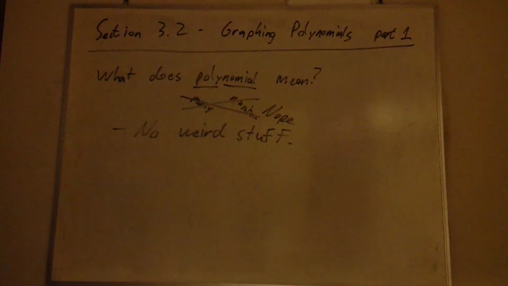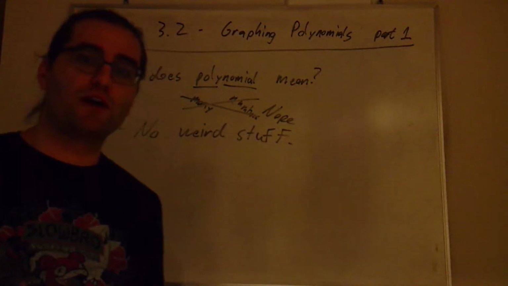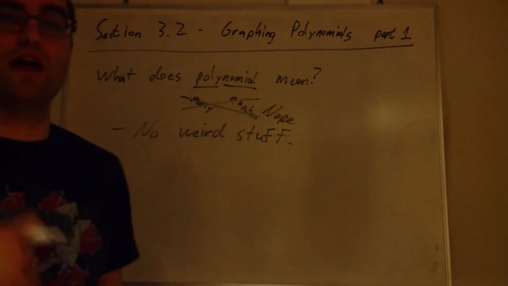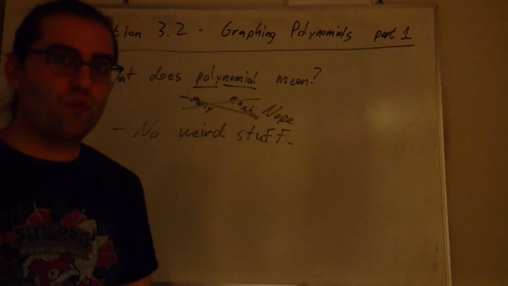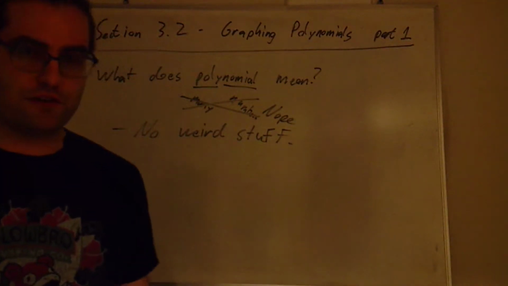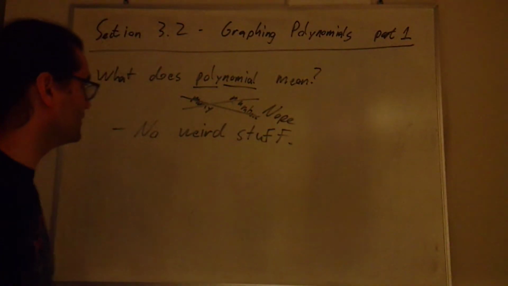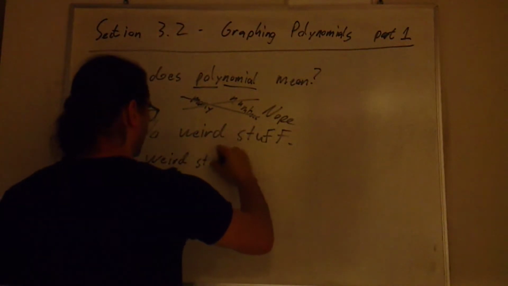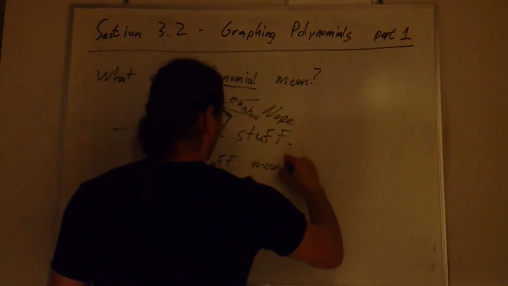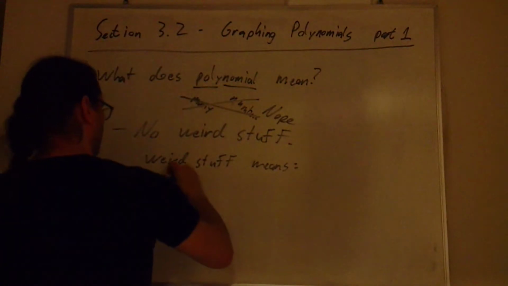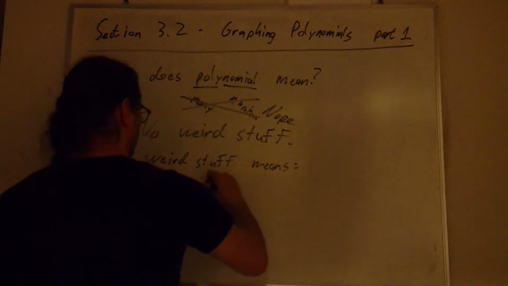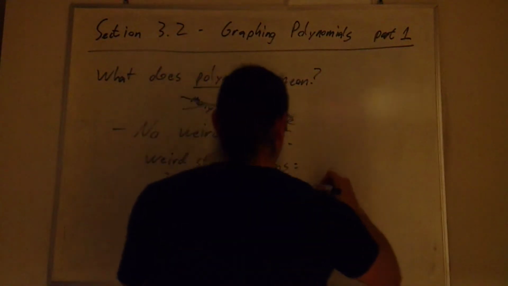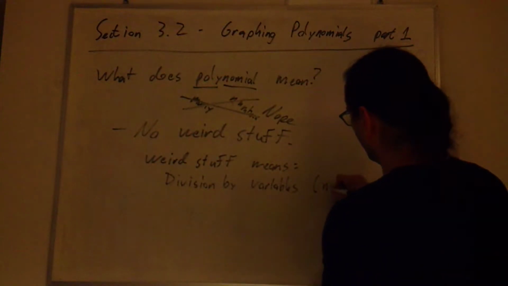Polynomials are the first kind of functions we're going to graph because they are, in many ways, the most basic kind of function. If something is a polynomial, that means there's no weird shenanigans happening in that function. Weird shenanigans include weird stuff means division by variables, and by extension, negative exponents.